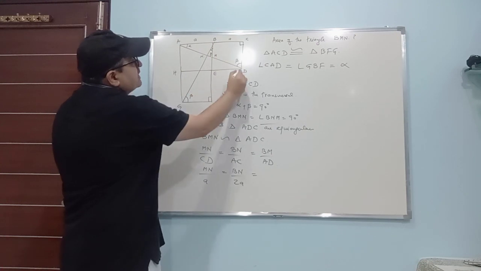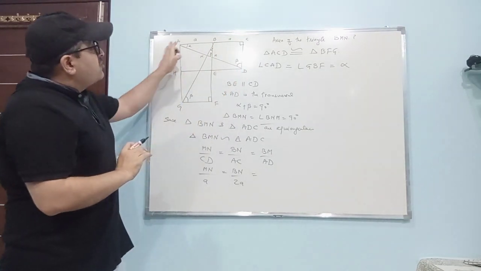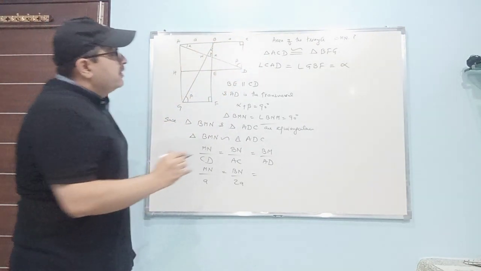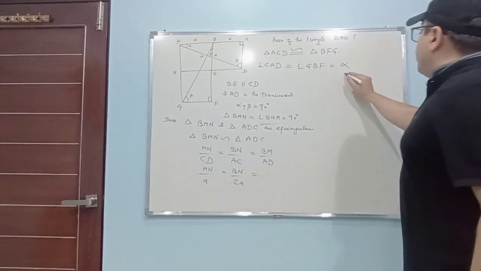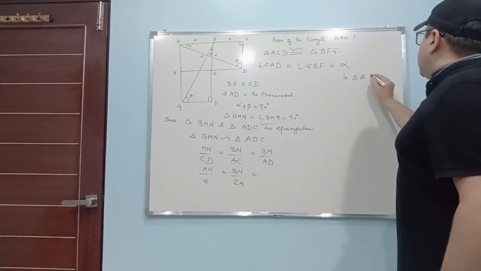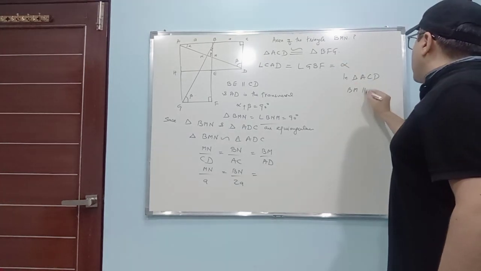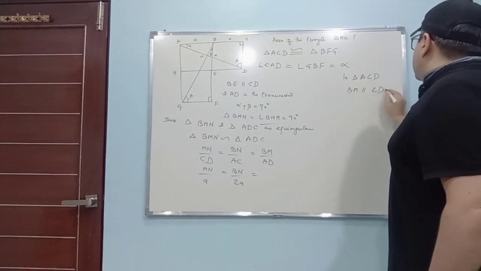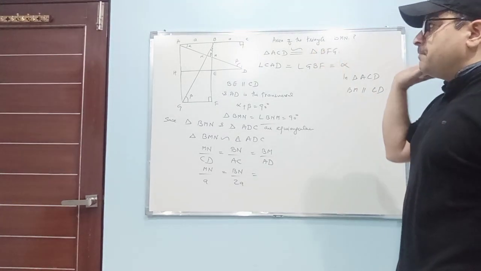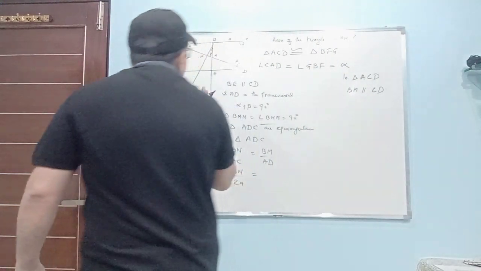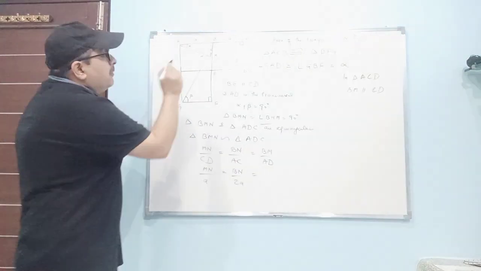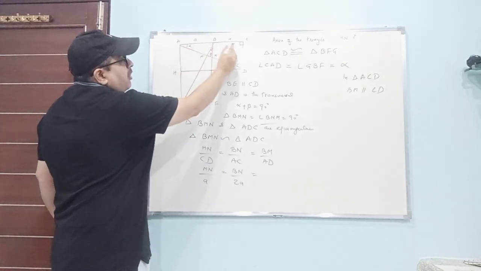In triangle ACD, please observe the triangle ACD. तो मैं यहाँ लिख देता हूँ. In triangle ACD, BM is parallel to CD. BM जो है वो CD के parallel है. And you know B is the midpoint of AC.